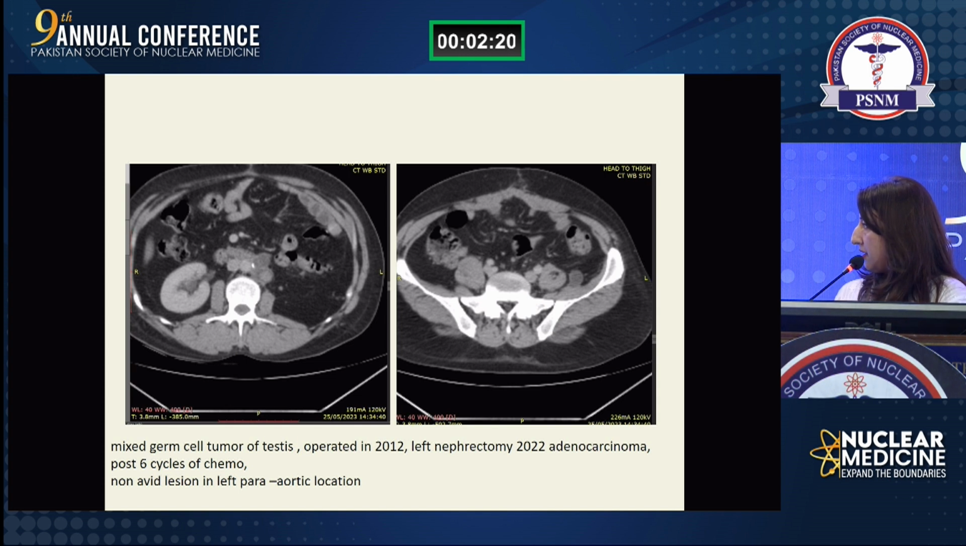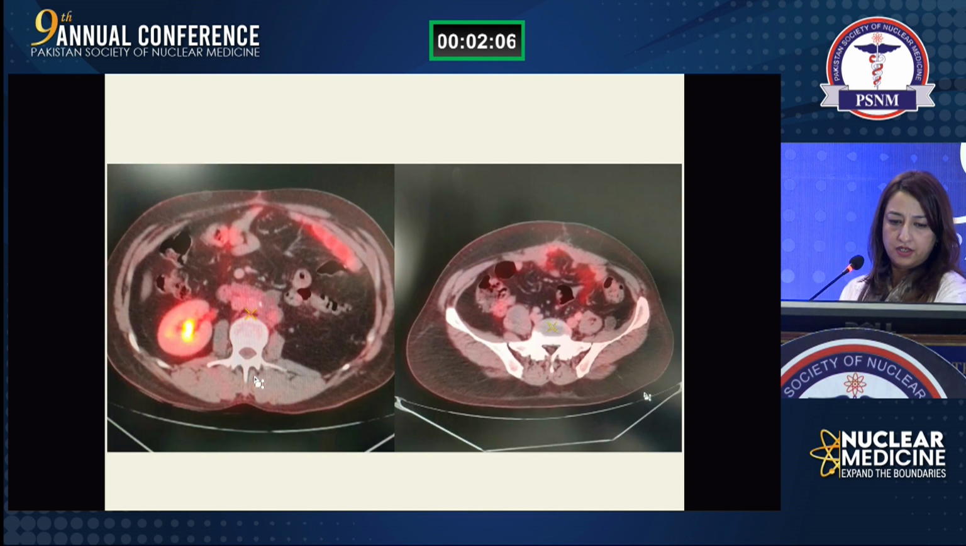You can see here. I'm not using the pointer because the slides start moving. So the other lesion you can see in the pelvis, in front of the iliacus muscle. On FDG PET, you can see that there was very faint uptake, which was equal to the background uptake in liver. And the lesion in front of the left iliacus muscle did not show any FDG uptake.